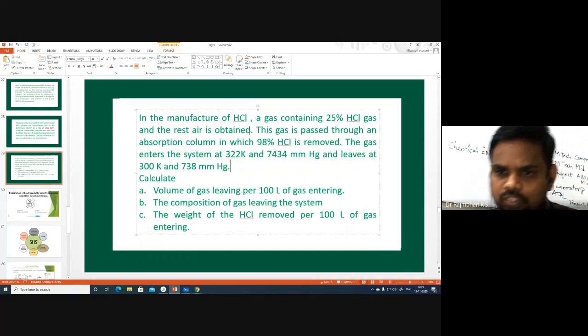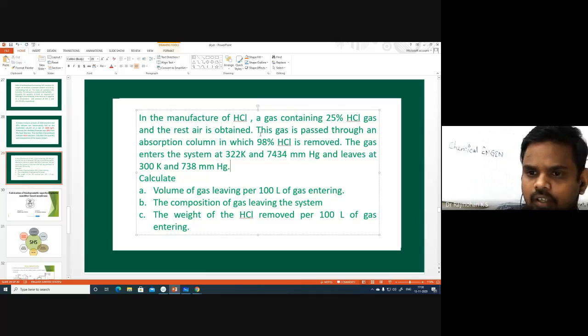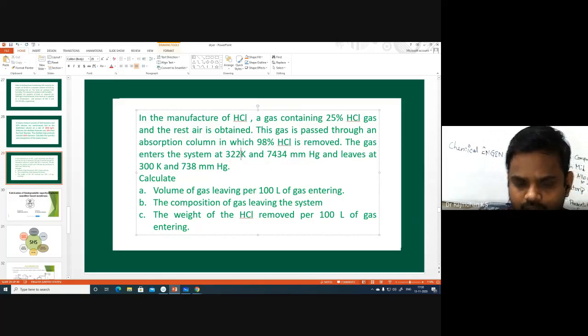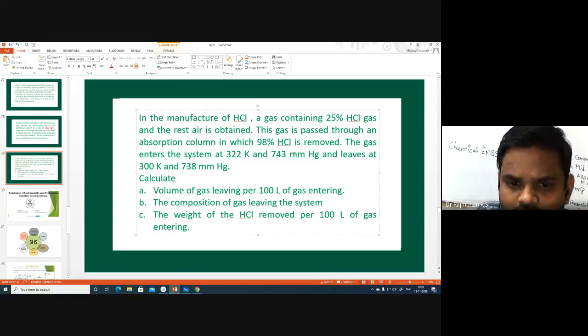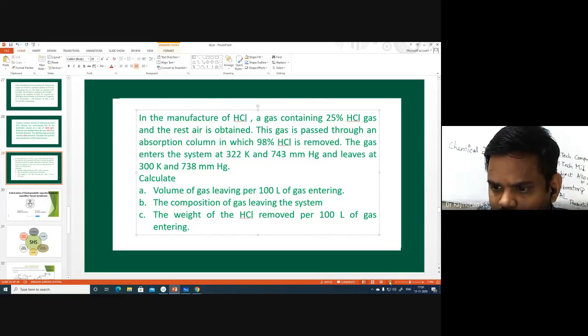I repeat, in the manufacture of HCl, a gas containing 25% HCl gas and the rest air is obtained. This gas is passed through an absorption column in which 98% HCl is removed. The gas enters the system at 322 Kelvin and 743 mm mercury, not 7434, and leaves at 300 Kelvin and 738 mm mercury. Calculate the volume of gas leaving per 100 liters of gas entering, the composition of gas leaving the system, and the weight of the HCl removed per 100 liters of gas entering.